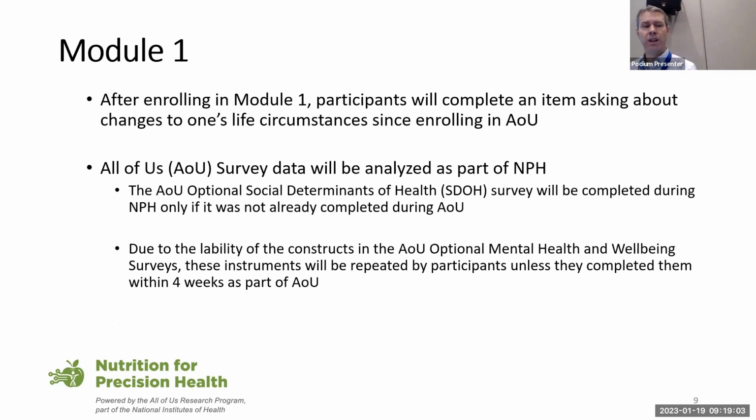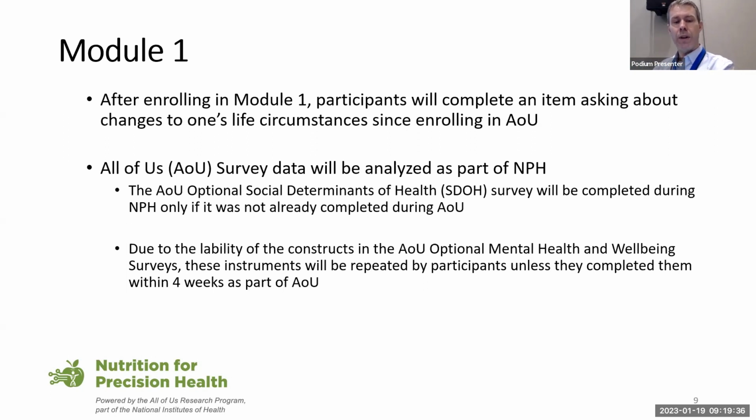All right, the other thing that we want to mention is that when people enroll in module 1, we will ask them a single item about any life changes that have occurred since they participated in All of Us. So let's say they enrolled in All of Us 1.5 years ago, and since then they got in a really bad car wreck and they got divorced or they had a baby or whatever it is. We want to get a record of any major life changes that occurred since they enrolled in All of Us. So I have that one single item ahead of time.